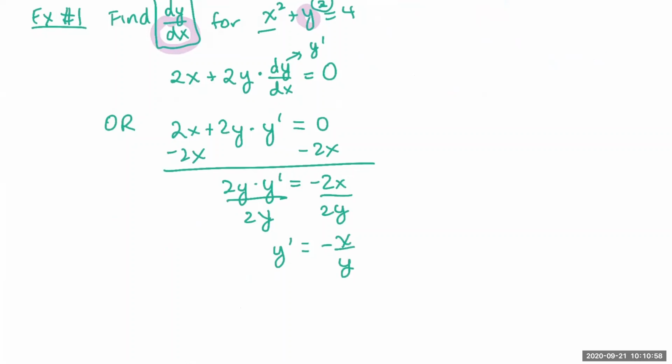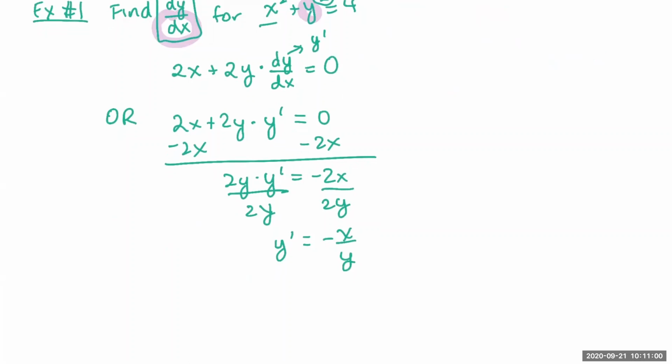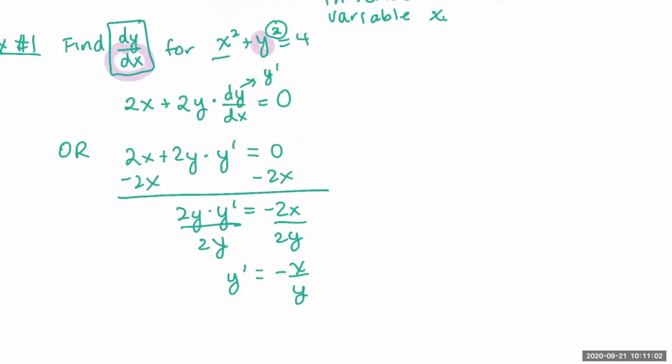Now, sometimes the questions with implicit differentiation also tie in questions that relate to horizontal and vertical tangents. So I want you guys to have a visualization of this. If I were to ask you to graph x squared plus y squared equals 4, you know it's a circle centered at the origin with a radius of 2. So it looks like that.